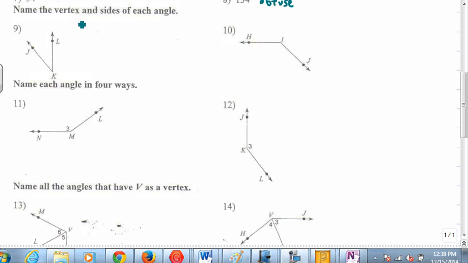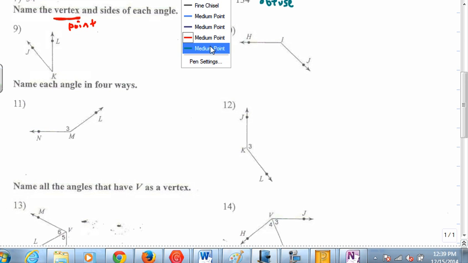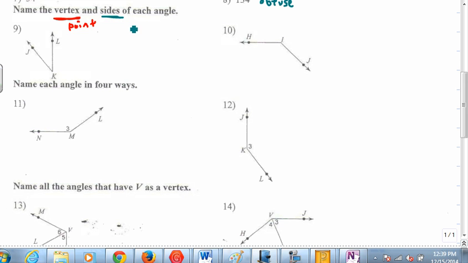Okay, the next problem asks us to name the vertex and sides of each angle. So let's review for just a moment. The vertex of an angle is a single what? Point. The sides of an angle are what type of thing? Are they lines? Are they segments? What are they? They're rays. Okay, so for the vertex of problem number 9, we have point what? K. Remember, it's a capital letter.